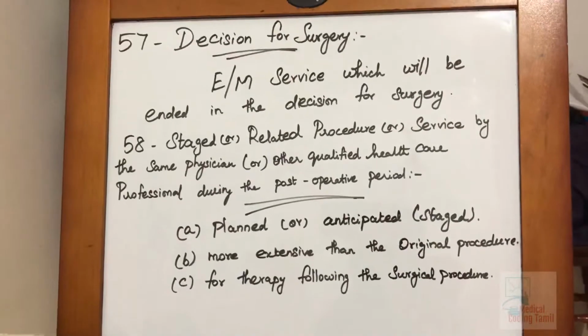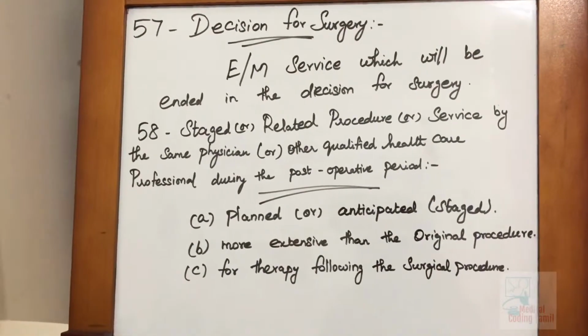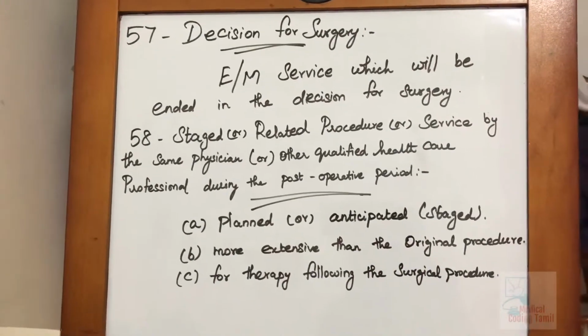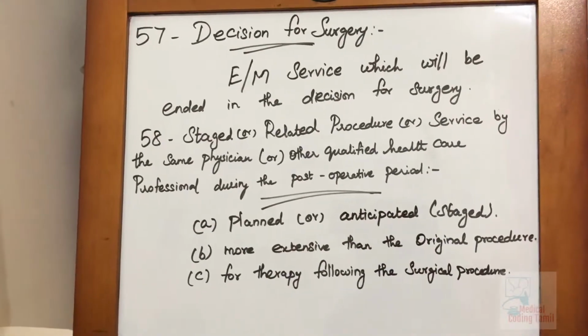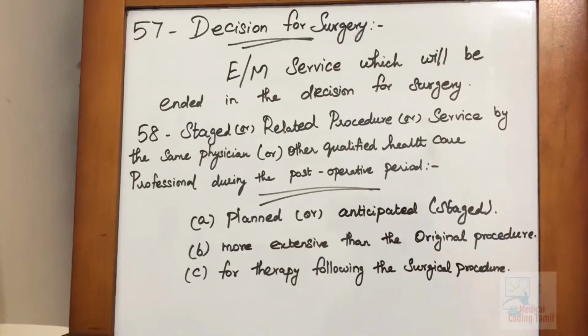Modifier 57 is for decision for surgery, which means if any E&M service given to the patient results in the decision for surgery, then modifier 57 should be added with the E&M codes.